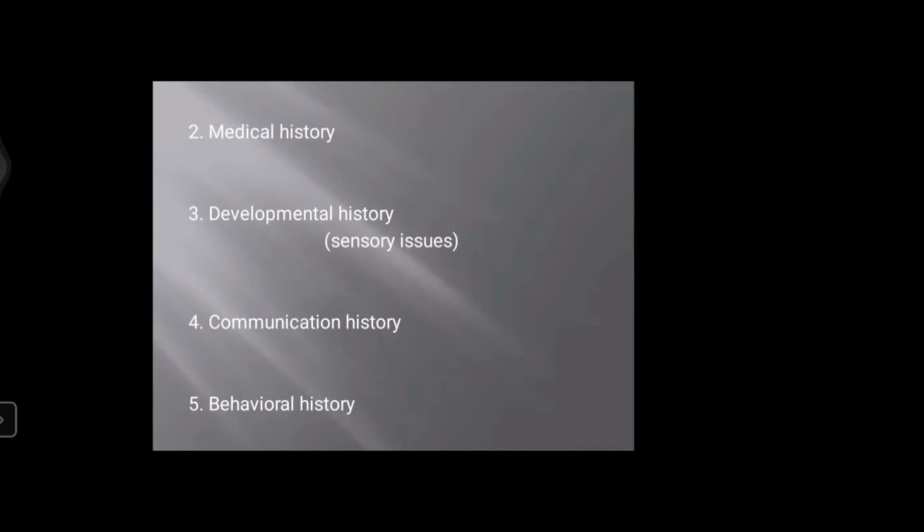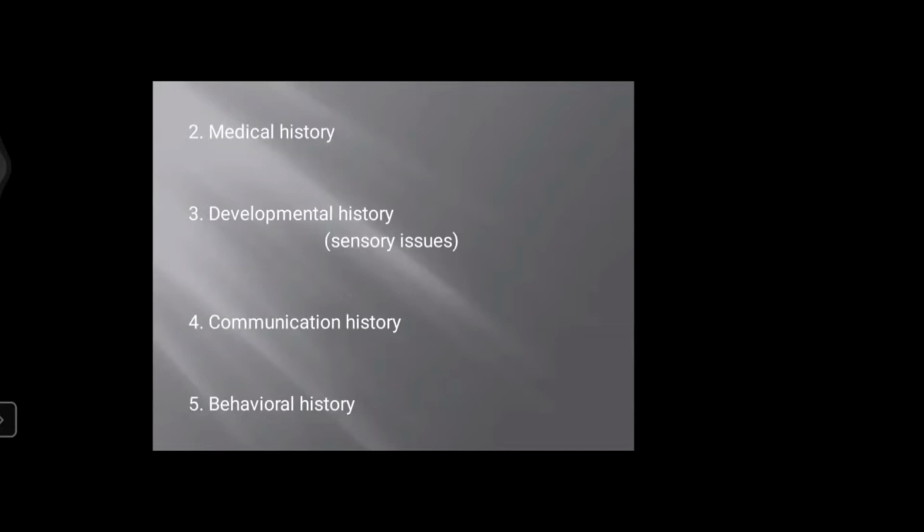Then again, as I would like to stress, developmental history. Apart from sensory issues, we should have the motor milestones. Now the child is 6 years old, walking, running, taking off his clothes, fine motor, gross motor, everything is fine. But how was it earlier? Were the developmental milestones on time? That needs to be seen.